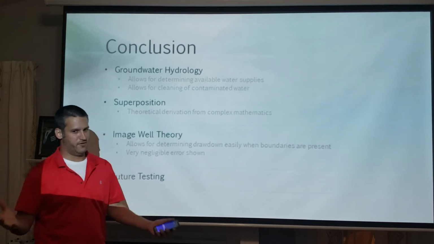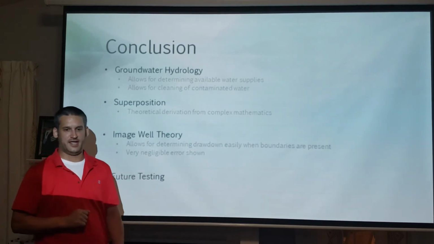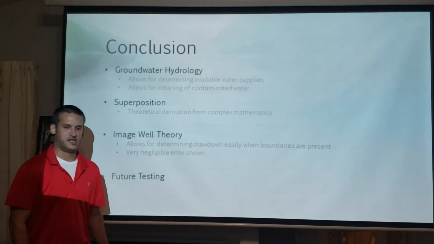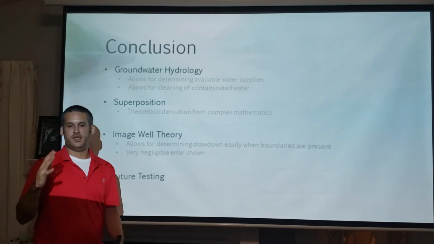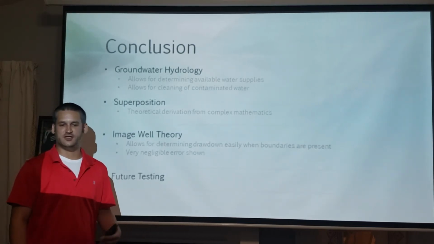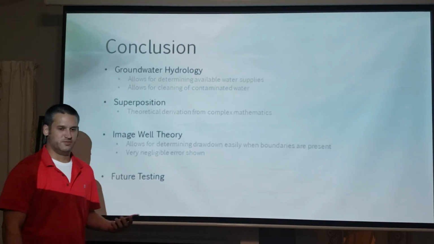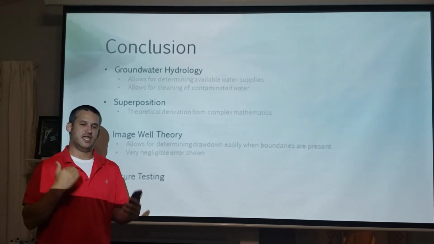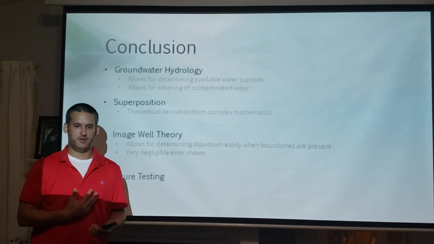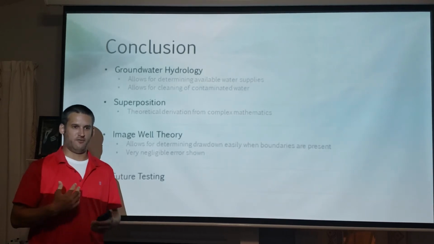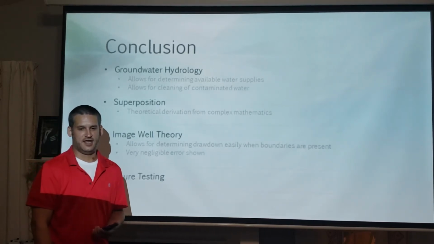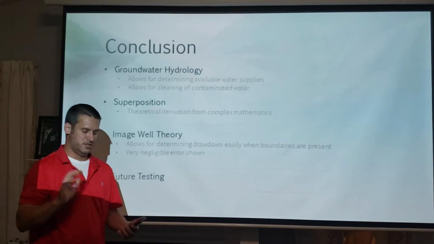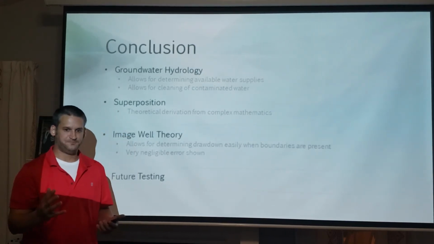Superposition, theoretical derivation from complex mathematics. We've discussed that; that can all be proven mathematically. Image well theory, it's really awesome, it integrates superposition. It allows us to calculate drawdowns where we wouldn't really be able to calculate it otherwise with the degree of accuracy. And the little part that possibly could be questionable is so little that it's negligible.